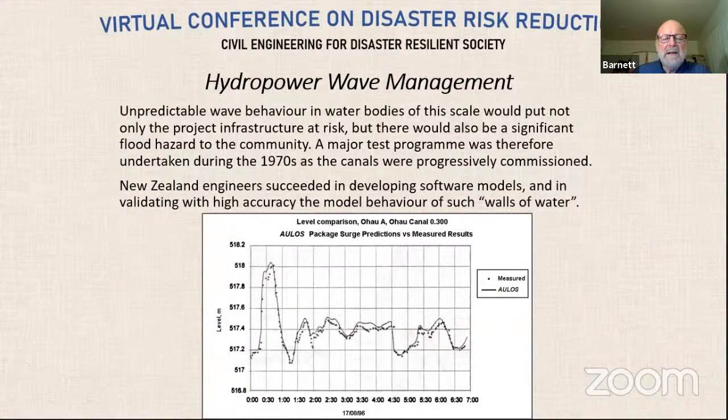As you can see there, the measured results were a little lower than the predictions, but that's partly because we started a little low. The initial conditions were a little low, and that transferred throughout. But the accuracy is very good, both in the timing and the height of the waves.